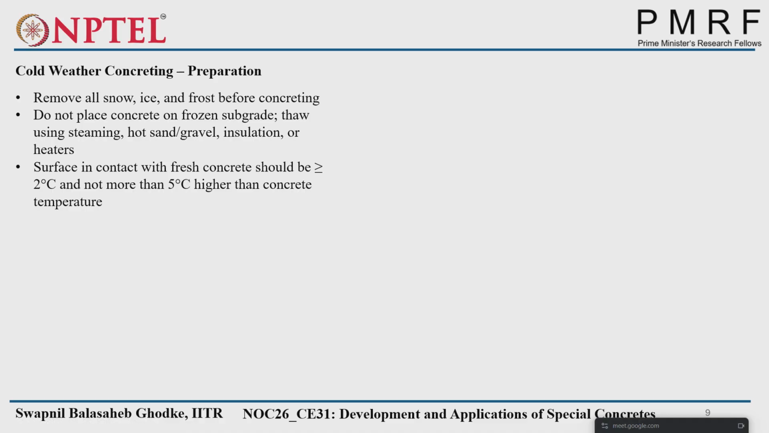Means whatever surface we remove ice from, or provide some heat over, the surface temperature goes on increasing. So the difference between that increased surface temperature and the concrete temperature should not be more than 5 degrees Celsius. If it is more than 5 degrees Celsius, what happens? If there is a temperature difference between the subgrade and the concrete, thermal cracks occur, because most of the moisture will evaporate from the concrete into that hot surface.